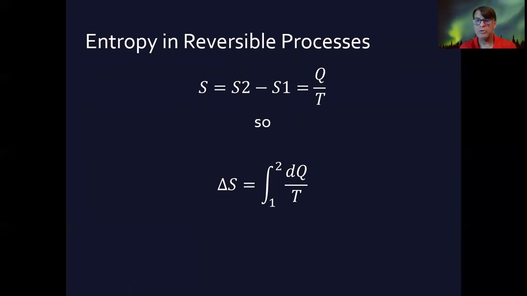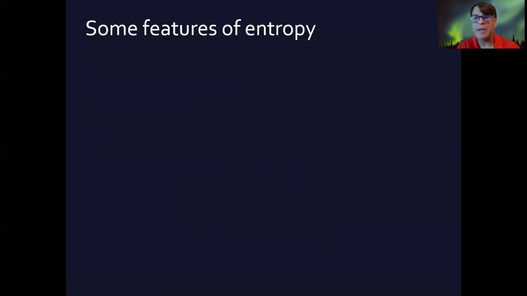Now, we can also put it as an integral: the change in entropy is going to be the integral from state 1 to state 2 of dq over T, right? And there we have it. We've got a nice little formula to calculate the entropy at point 2 when it has come from point 1 by way of a reversible process. Okay, so now we've got a mathematical basis for entropy.